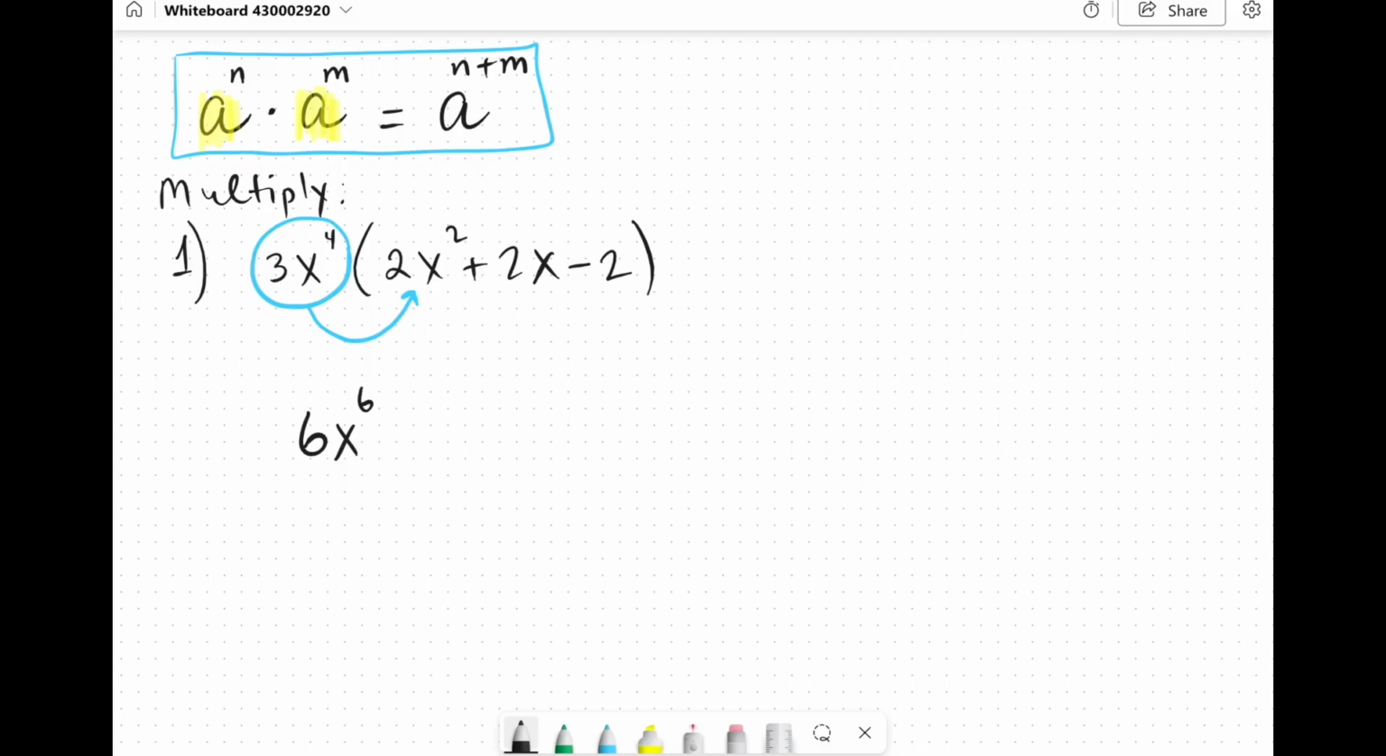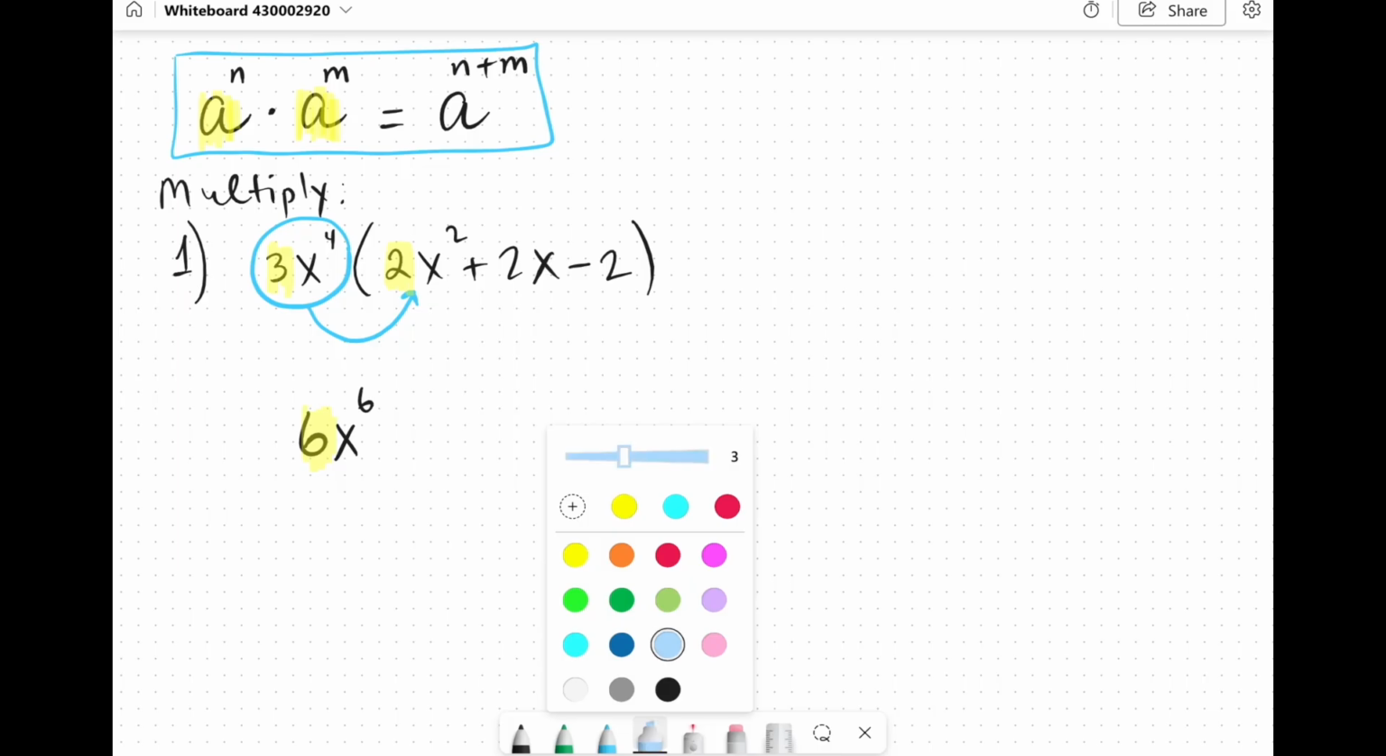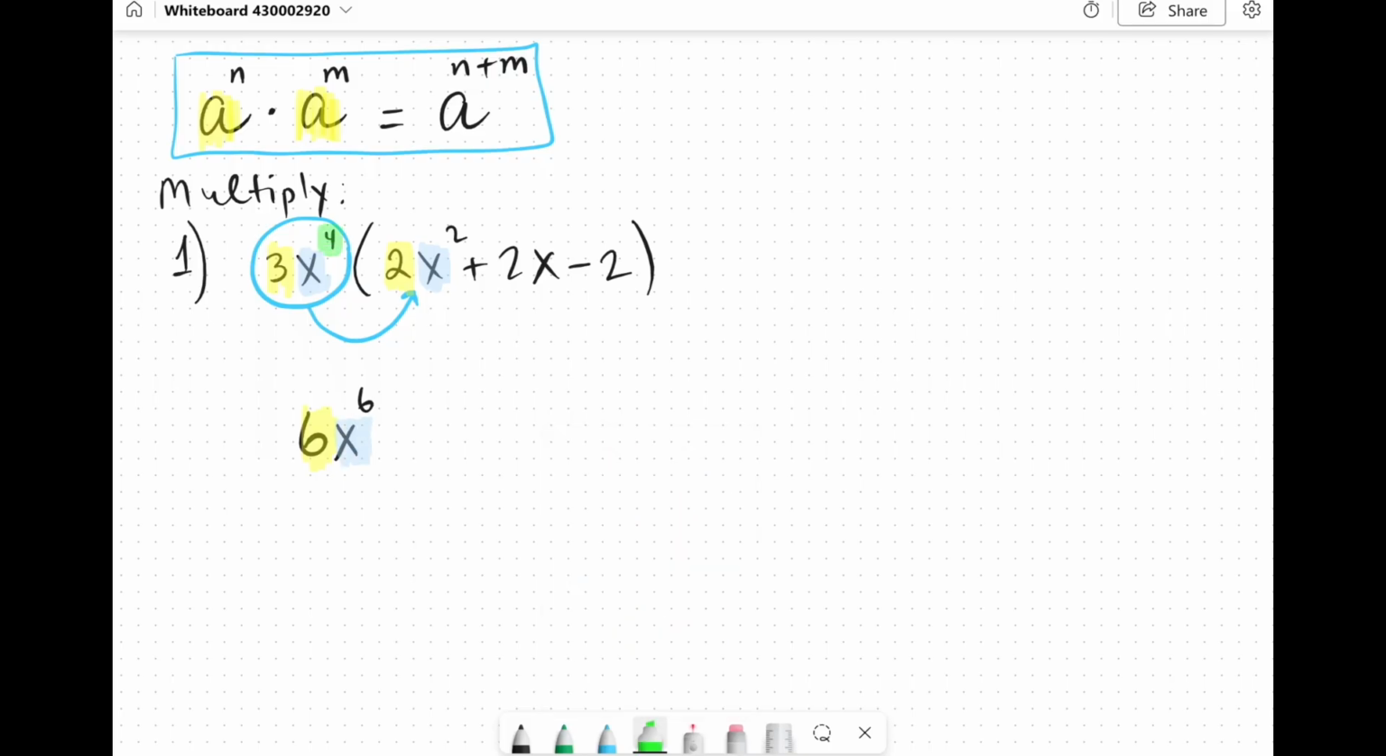6x to the 6th. To get this answer, what I did was I took the 3 and multiplied it by this 2 to get this 6. And then I kept the x. So you multiply these two x's, you keep the x. But then you are adding the 4 and the 2 for the exponents to get this 6.